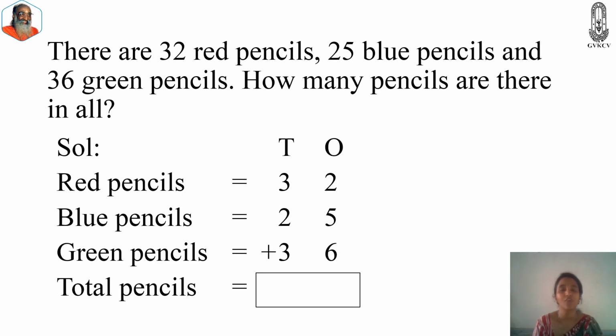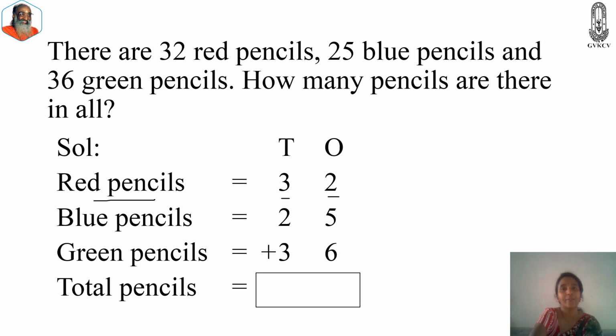This is the fourth sum. Let me read the question. There are 32 red pencils, 25 blue pencils and 36 green pencils. How many pencils are there in all? Okay. What I wrote? Red pencils. How many red pencils are there? 32, no? So, 3 under tens and 2 under ones.